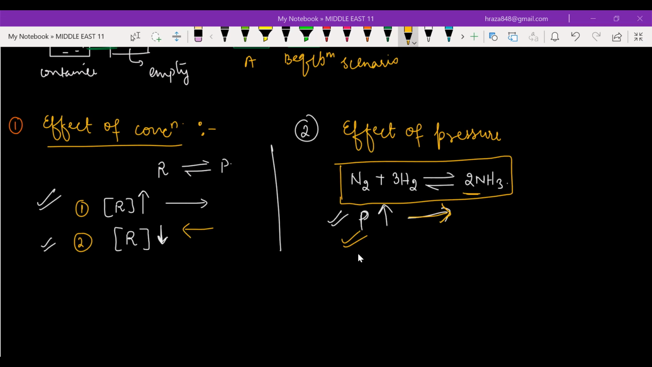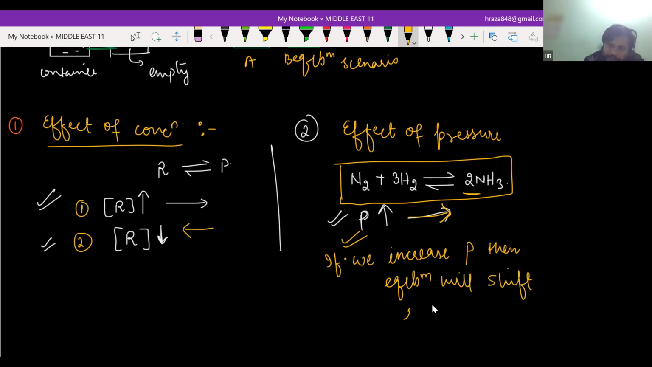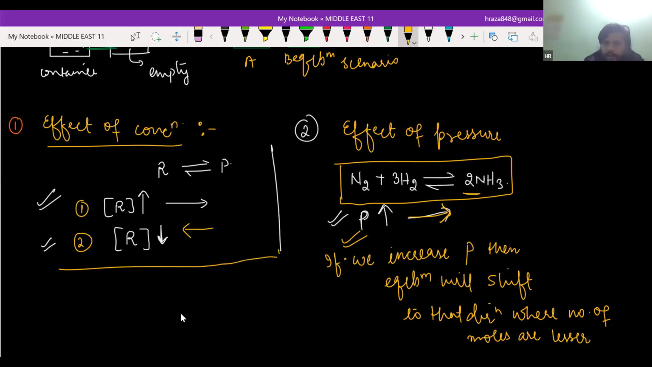Sir, can you explain pressure again? If we increase pressure, then equilibrium will shift to that direction where the number of moles are lesser. Now, just read it and I'm going to give you a reaction and let me know.